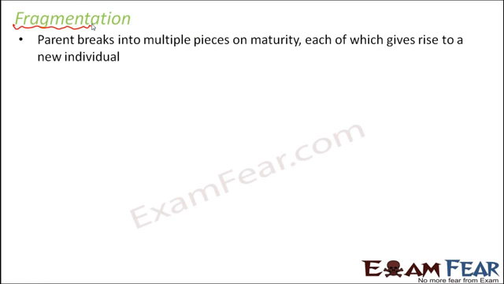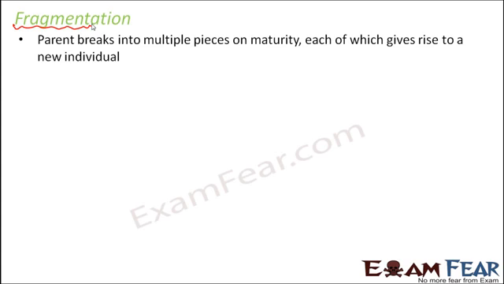Let us look at the next one, that is fragmentation. The word fragmentation is derived from fragment. So it means that the parent is going to get divided into fragments or pieces. So let's see what happens here. The parent breaks into multiple pieces on maturity, each of which gives rise to a new individual. Like in fission, the parent was getting split into multiple halves. Here the parent will break. It is not splitting. When we talk about splitting, it gets split in such a way that the new organism gets all portions of its parts. But when we talk about fragmentation, it is like cutting it into different pieces from anywhere. And each of these pieces will then give rise to the new individual.